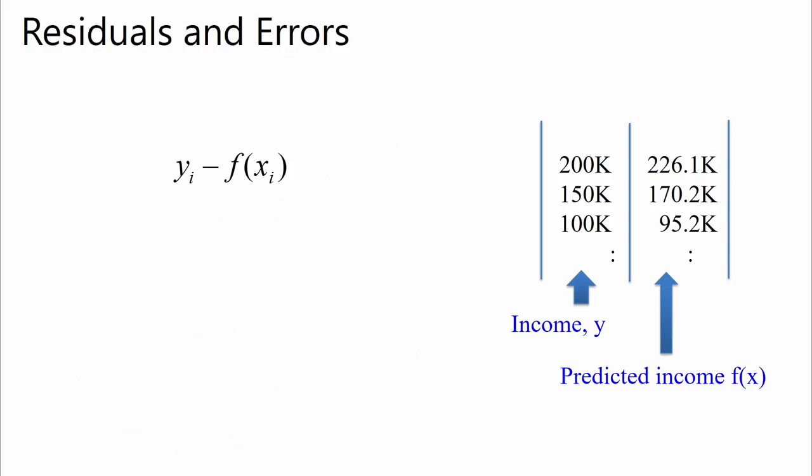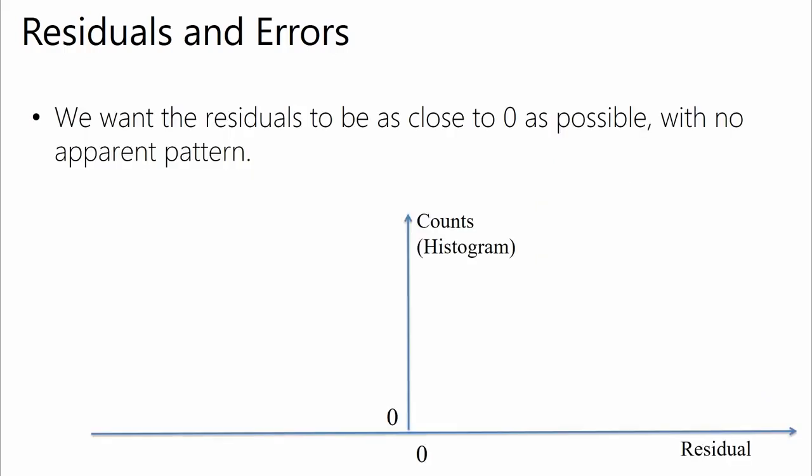Now, switching topics slightly, let's talk about residuals. The residual, or error, is just the difference between the predictions and the truth. Obviously, we want all of these to be close to 0. And we also don't want to see any sort of structure or pattern in these residuals, because then it would mean that there's more modeling that we have to do. So let's discuss this a bit more. We want the residuals to be as close to 0 as possible. We don't want any apparent pattern in them.